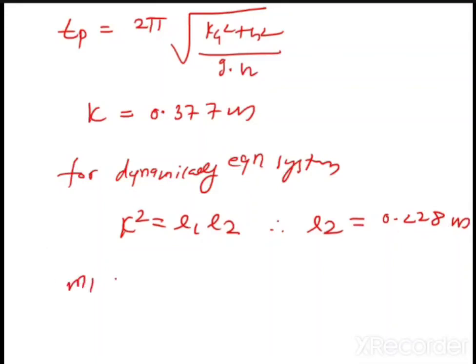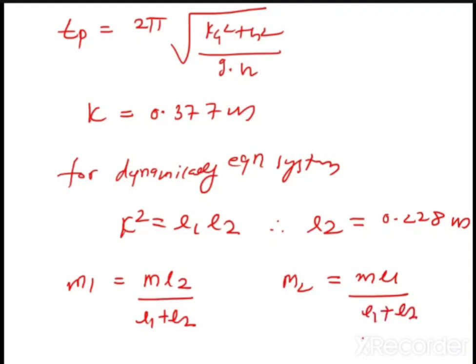Now M1 is equal to, and M2 is equal to. Now tell me, what is the formula for M1? Anybody? Already we have derived. M1 is nothing but M into L2 divided by L1 plus L2. And M2 is nothing but M into L1 divided by L1 plus L2. So this is 10 kg and this is 27.5 kg.